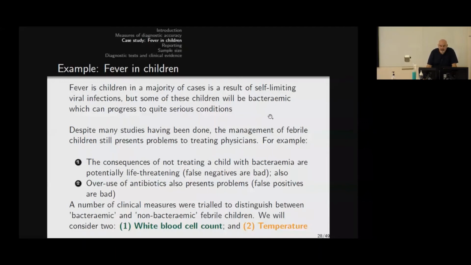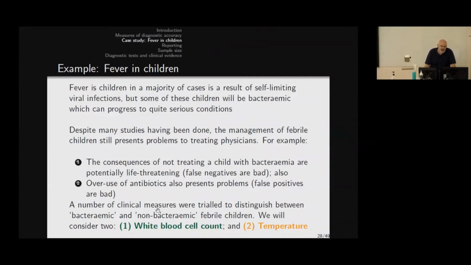Fever in children in a majority of cases is a result of a self-limiting viral infection, a cold, a flu, and so on. But some of these children will have a bacterial infection, which can progress to a quite serious condition. Okay, despite many studies having been done, the management of febrile children still persists for treating physicians. For example, the consequence of not treating a child who has a bacterial infection is potentially life-threatening. So false negatives are bad.